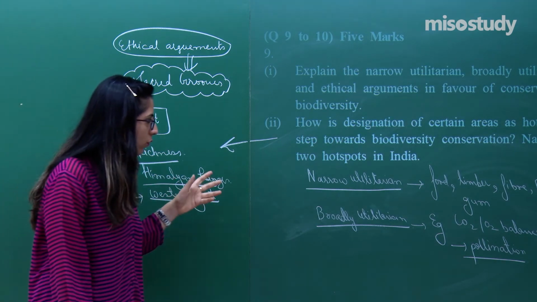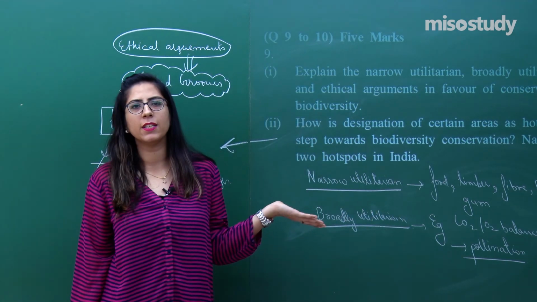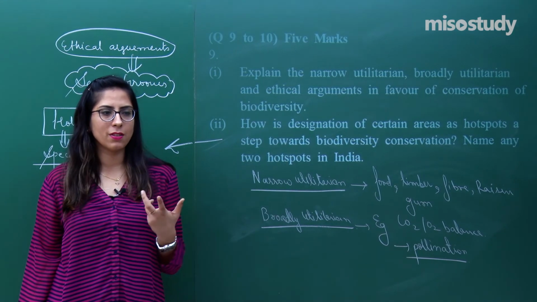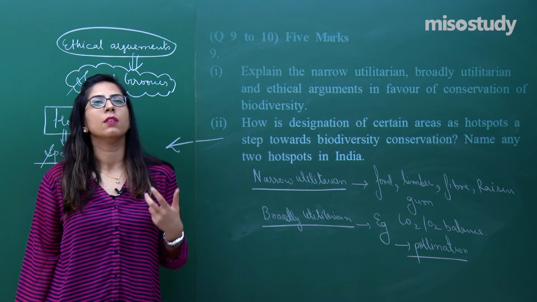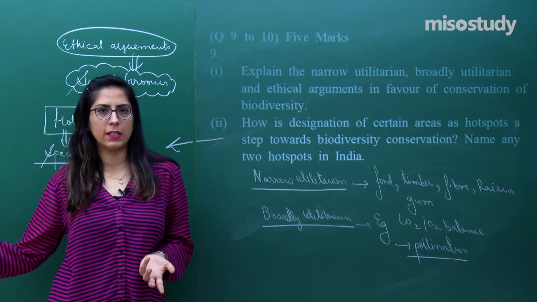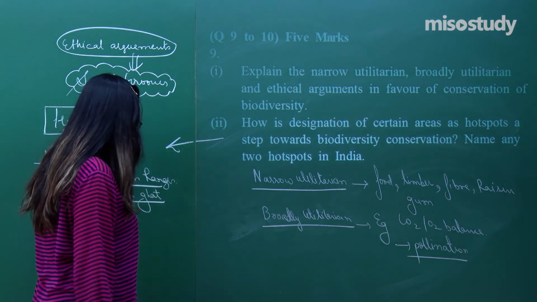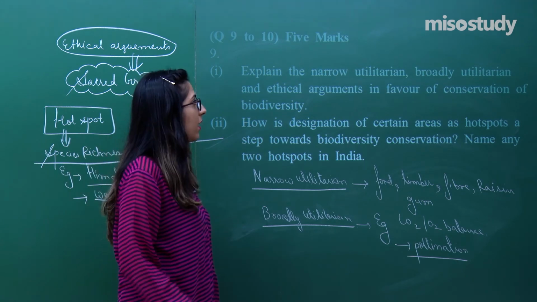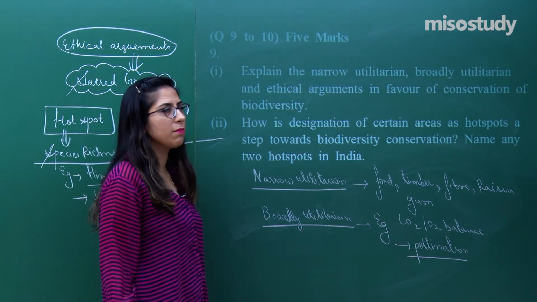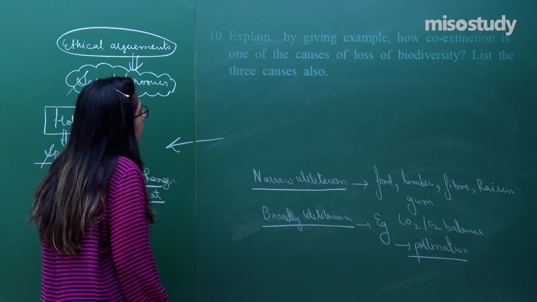I have just written a few words for the narrow utilitarian, but in the sessions we have learnt about these in detail. So if you want to learn all those things, this is just an introduction to tell you what you have to write. How much you have to write, we have explained in the sessions. You can go back and watch those sessions. Now let's move on to the next question. If I start writing about this question for 5 marks or 3 marks, it will take a large amount of time for me. Now let's move on to the next category.